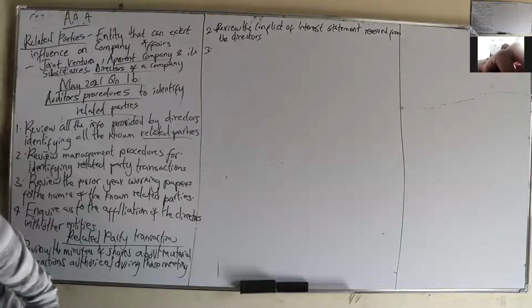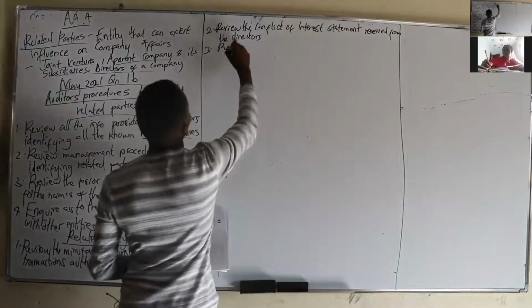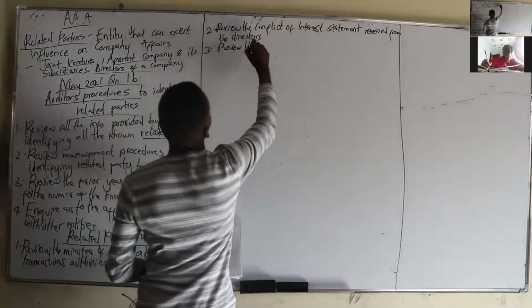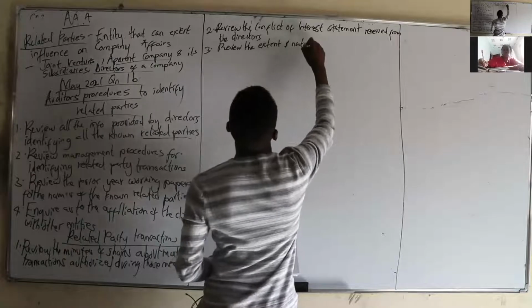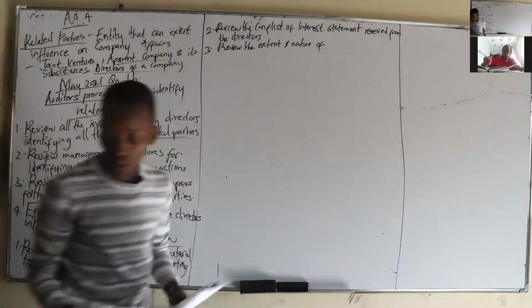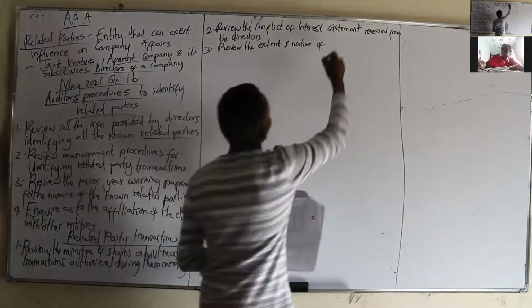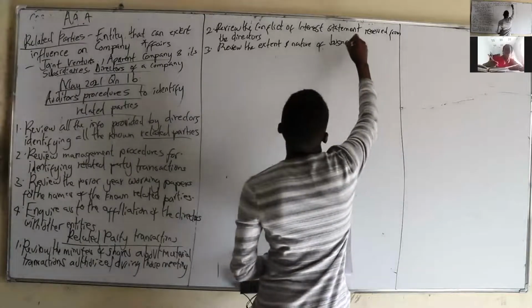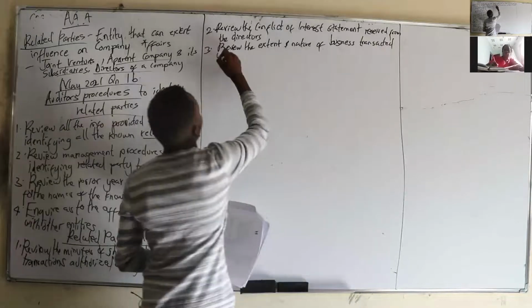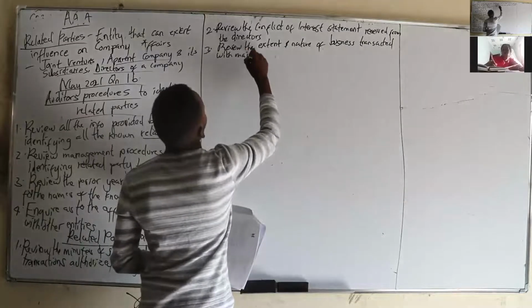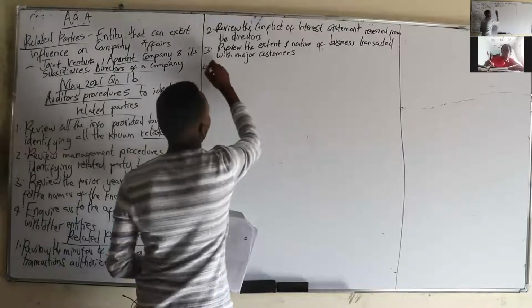And then also review the extent and nature of the transactions conducted with the major customers, the nature of the business transacted with major customers. This is to highlight the related party transactions.